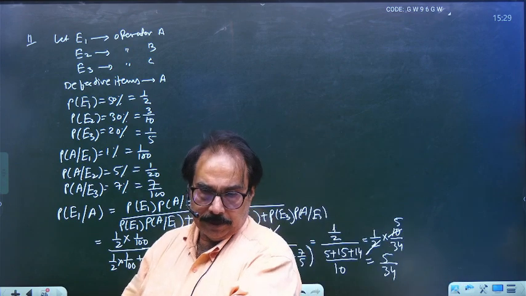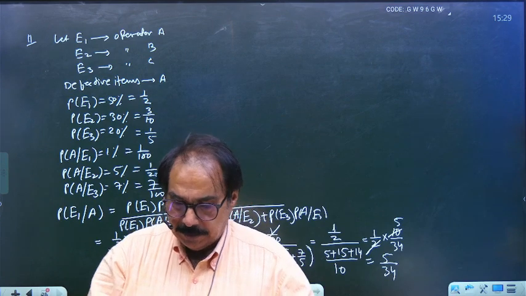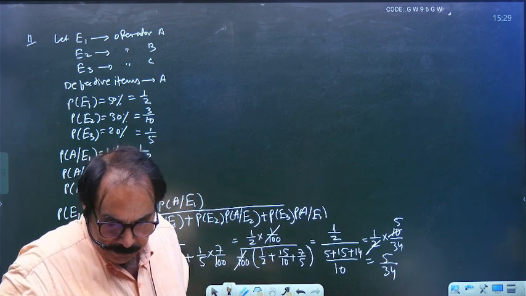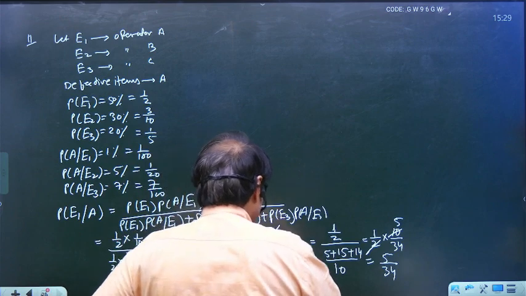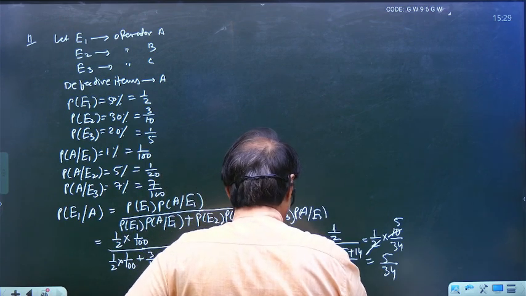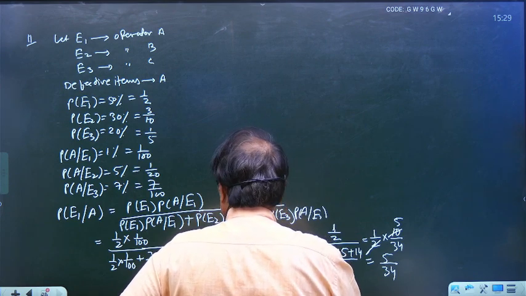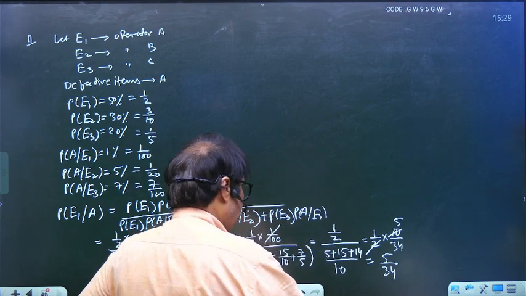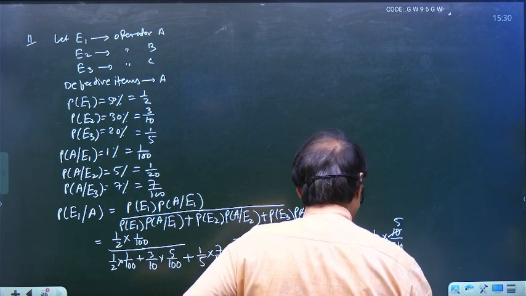Let me check the answer. What is going on? The answer is not given. So it is coming 5 by 34. Here is coming 34. So LCM of 2, 5, 10 is 10. 2 5s are 10. 5 ones are 5. And 10 ones are 10. 15 ones are 15. Okay. And 5 twos are 10. 7 twos are 14. So 14, 15, 29, 5, 34. Okay, 5 by 34.